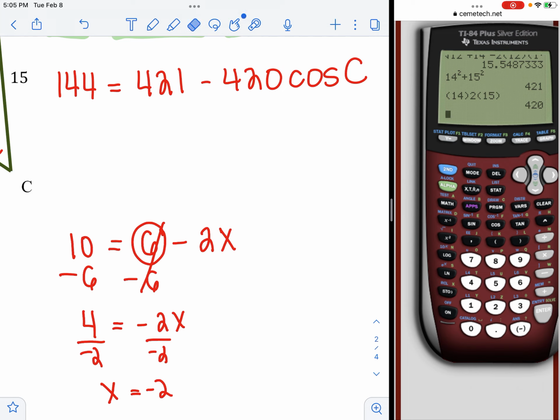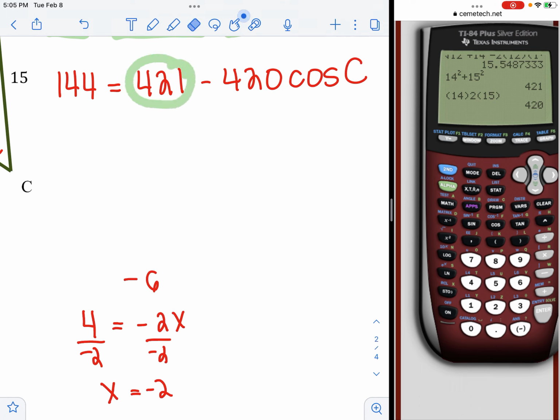You have to use the same process to solve this equation. Please do not do 421 minus 420. Absolutely not. The 420 is stuck to that cosine of C. It is multiplied by cosine of C. So I have to get rid of this 421 first. So let me get rid of all this example algebra over here, and let's actually solve this.